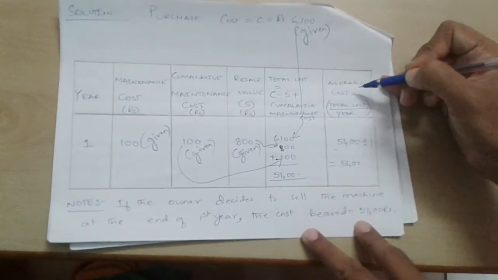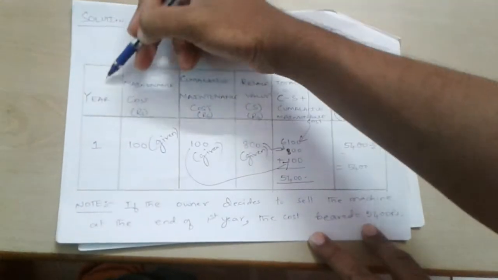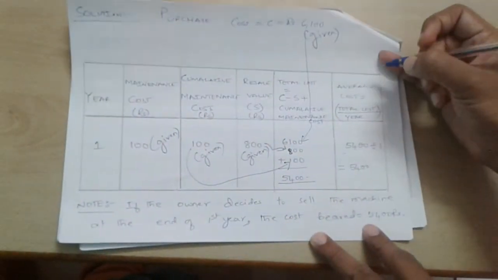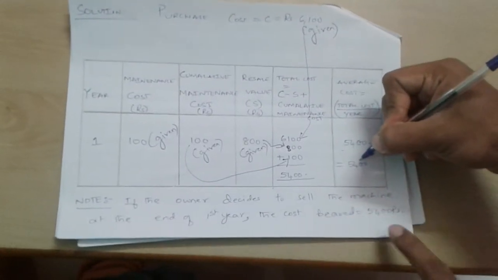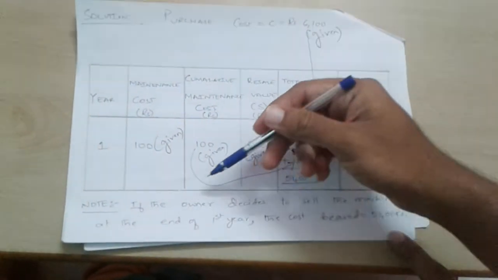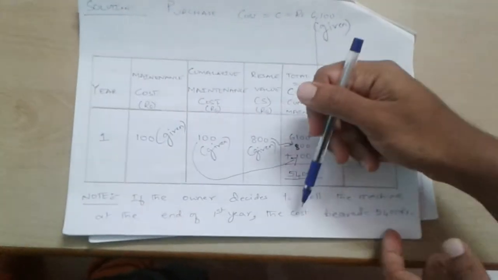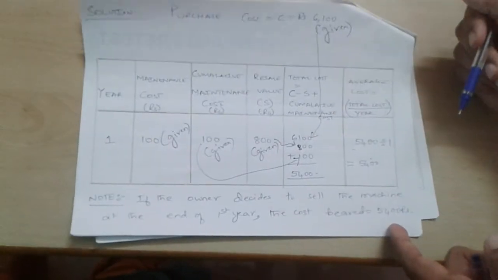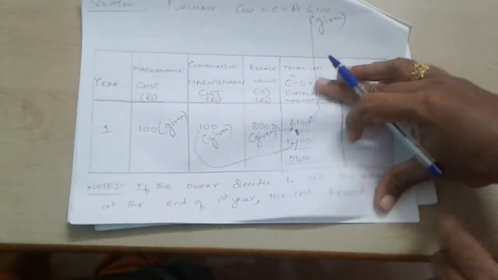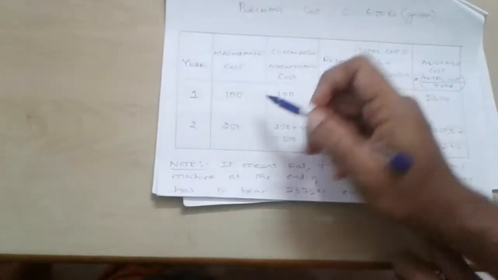Now the last column is average cost. Average cost is nothing but total cost divided by the number of years. So 5400 divided by 1 is 5400. What it means is, if the owner decides to sell this machine at the end of the first year, the total cost he has to bear is 5400. That is the meaning.